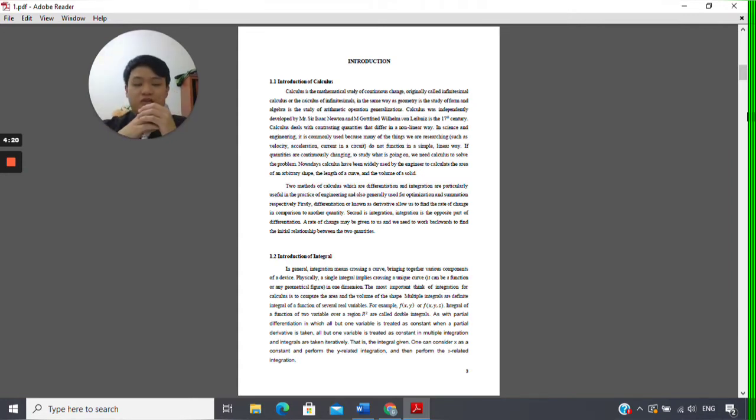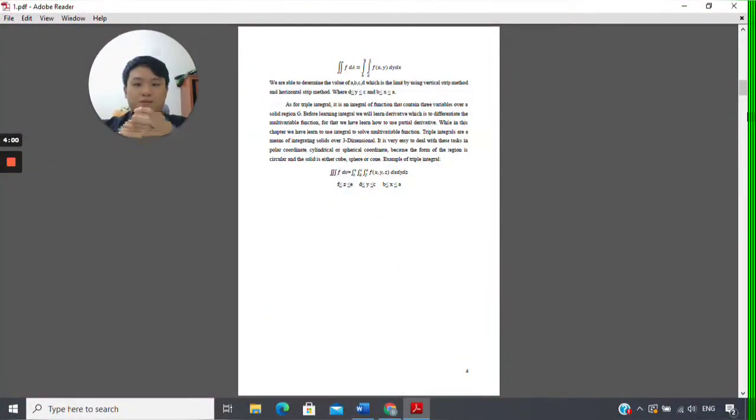As for my introduction of integral, I've explained about double integral and triple integral and what is the difference between double integral and triple integral. Double integral is to find the area of the region, whereas triple integral is to find the volume of the solid. The above equation is the equation for area, which is used for double integral. The below equation is to find the volume of the solid.